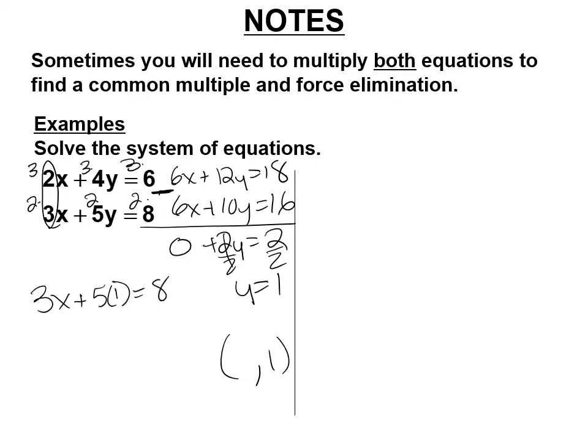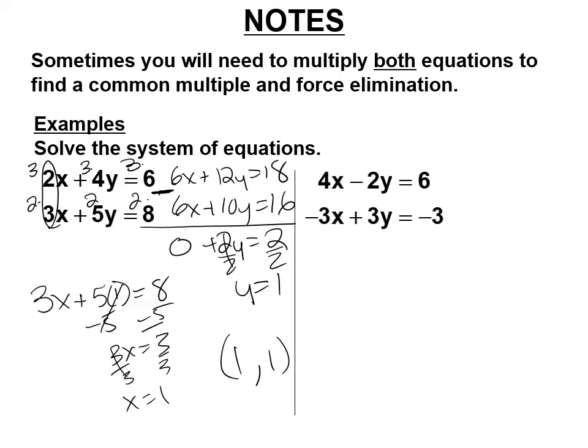And so I'm going to subtract 5 from both sides. 3x equals 3. Divide both sides by 3. And x equals 1. I can't make it easier than that. (1, 1). Let's try another. So what else could you do? You could have multiplied by 5 and 4 as well. All right, so you have choices here.